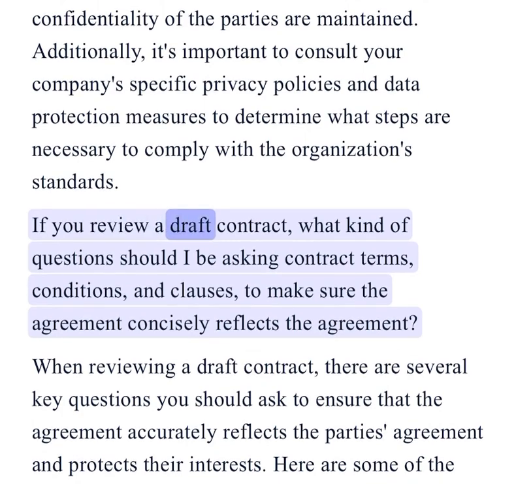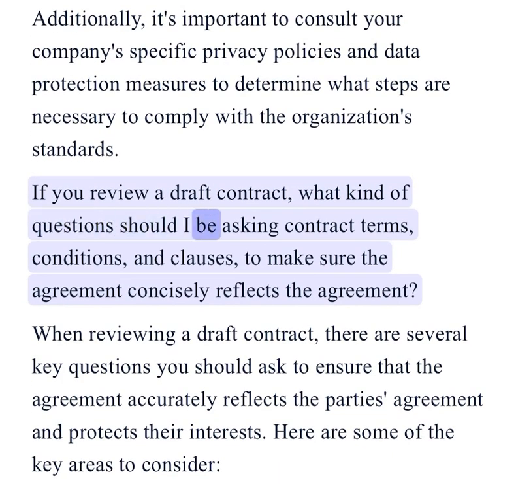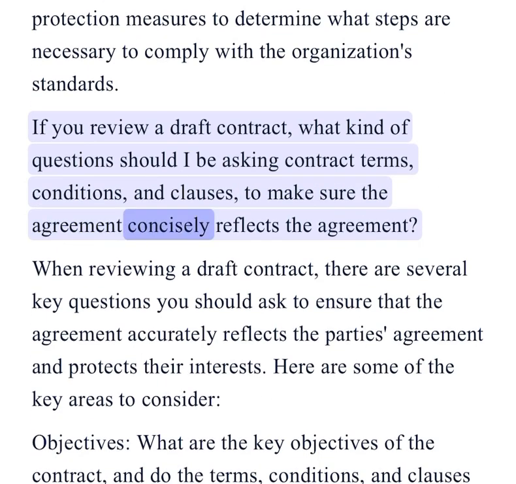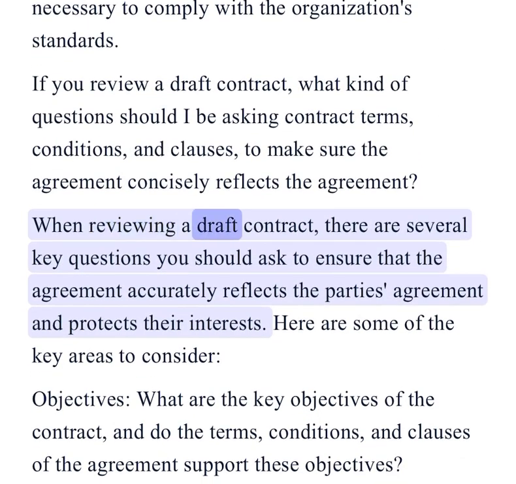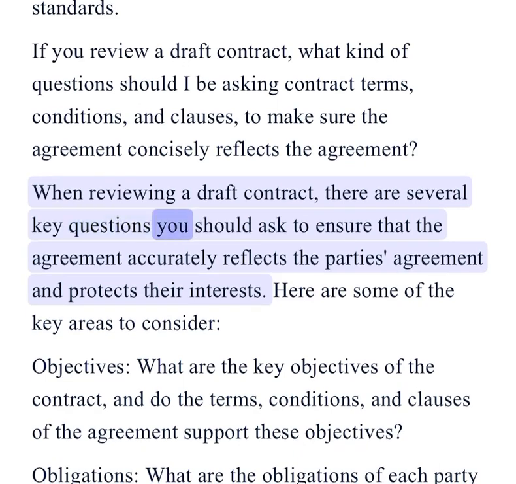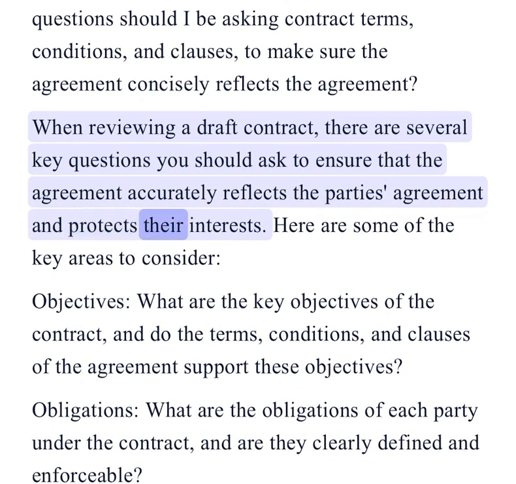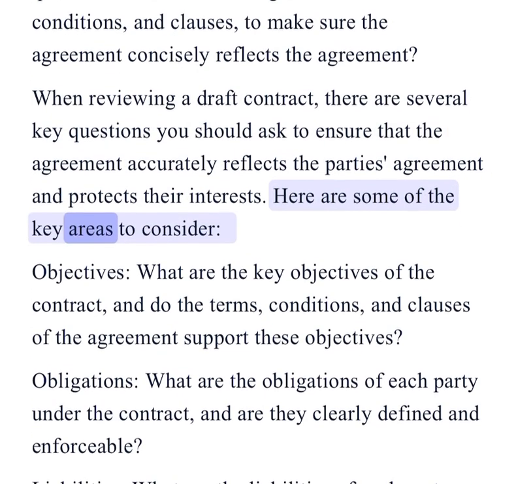If I review a draft contract, what kind of questions should I be asking? Contract terms, conditions, and clauses to make sure the agreement concisely reflects the agreement. When reviewing a draft contract, there are several key questions you should ask to ensure that the agreement accurately reflects the parties' agreement and protects their interests. Here are some of the key areas to consider.